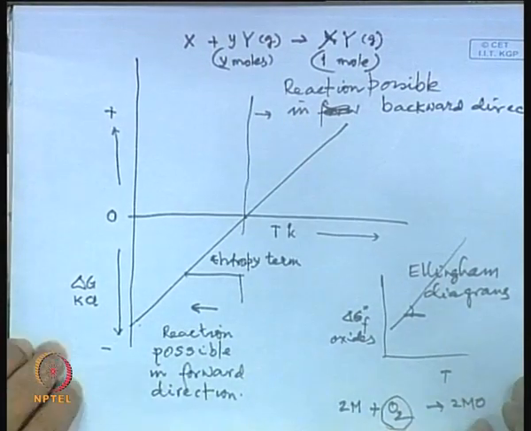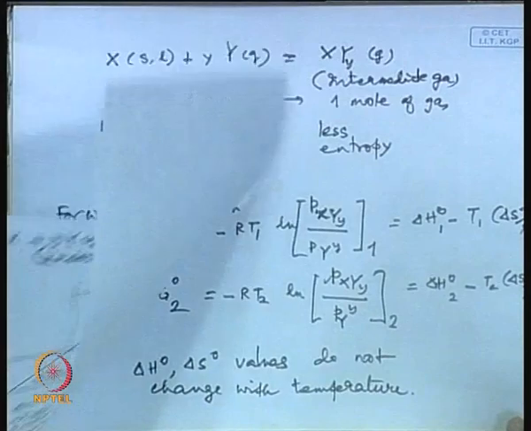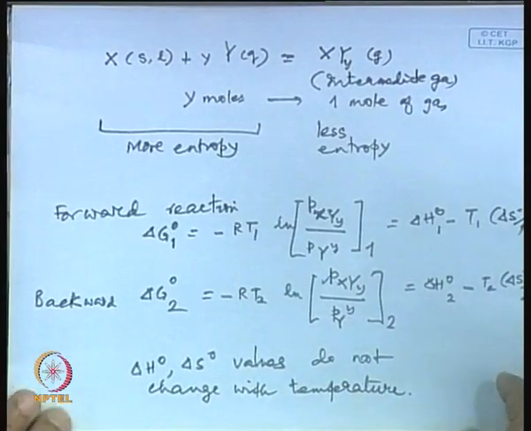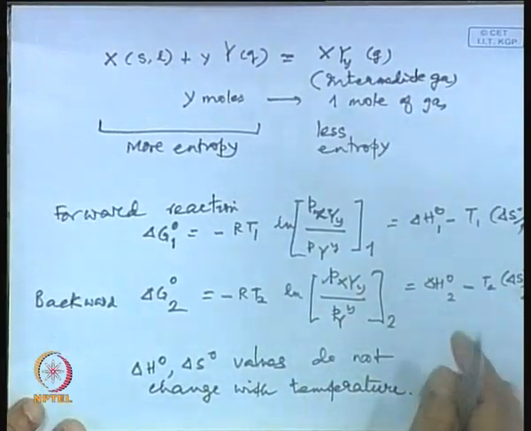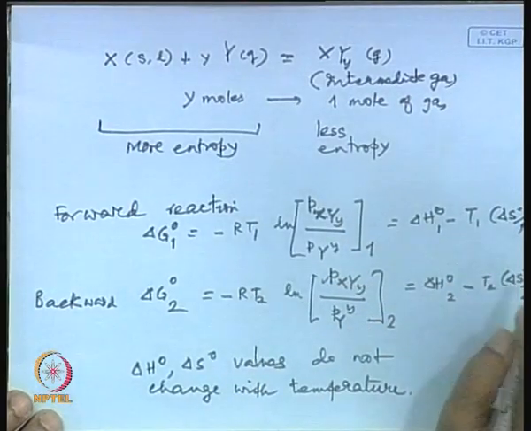So, basically, you go back to the previous picture, the reversal of the reaction. Whether we can go in the forward direction and then at another temperature come to the left hand side will depend on several factors.